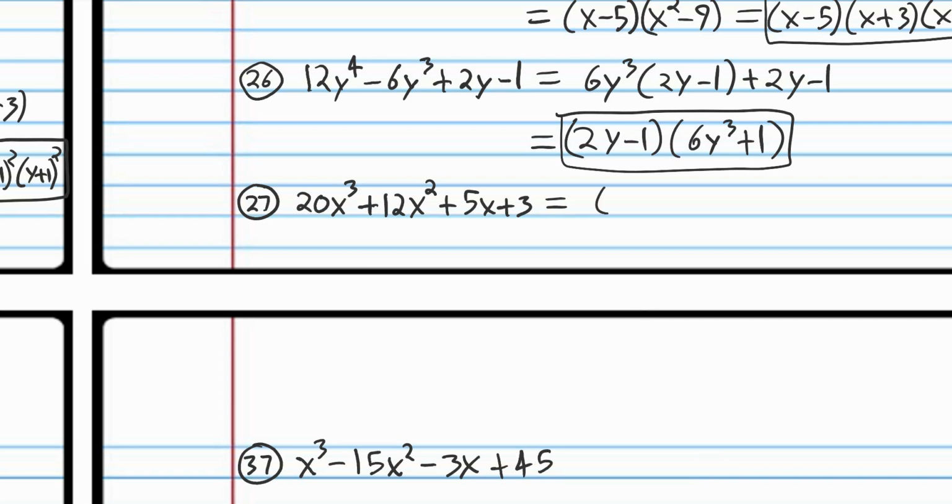All right, we're back. So I'm going to factor out the greatest common factor in the first two terms. So that would be 4x squared. And you're left with 5x plus 3. And over here, there's really nothing to factor. So you can just consider it to be 1 times 5x plus 3.